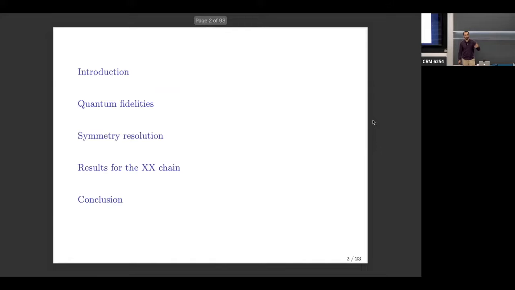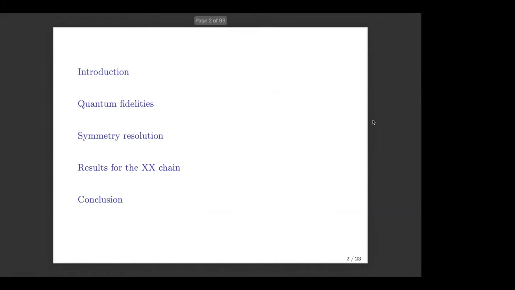I will start with an introduction and tell you about these fidelities, tell you about what symmetry resolution is, and then I will exemplify this concept in the XX spin chain.